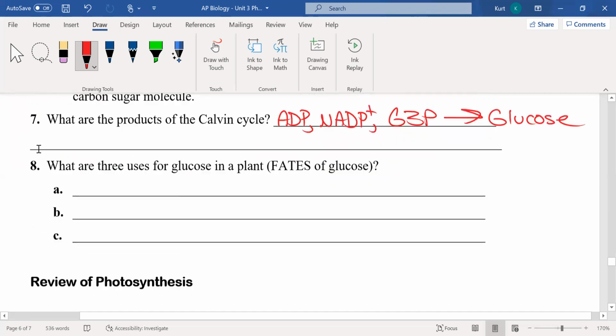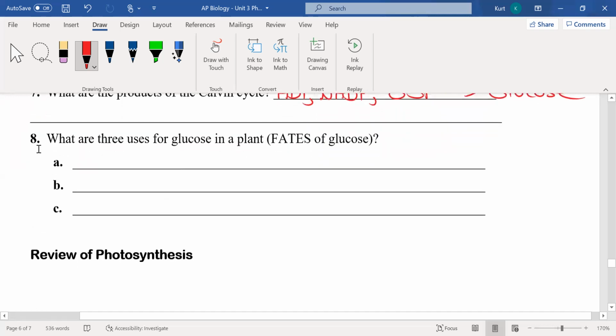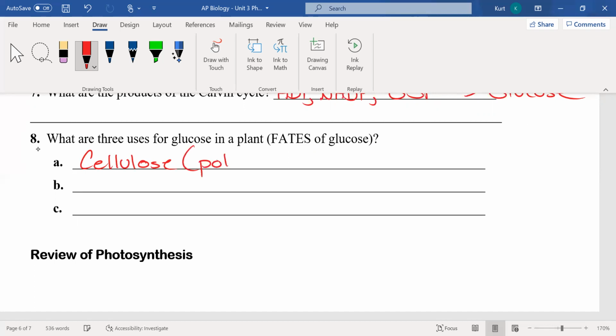Number 8, what are the 3 uses for glucose in a plant? Okay, there are 3 here. Cellulose. Let's see. Hey, first unit question, monosaccharide, disaccharide, or polysaccharide? Poly. So you need a lot of glucose to make that. It's like you need a lot of little beads to make a big old Gasparilla necklace. Cellulose is like the necklace. What is cellulose used for? Cell walls. Very good.